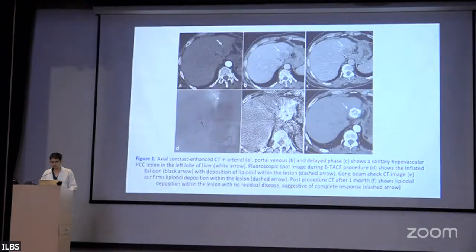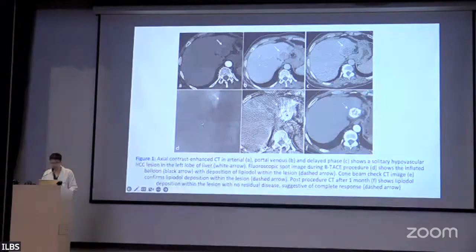Just a few examples showing the cases. This is multiphasic imaging. We can see this is the arterial, portal venous, and delayed phase. In the arterial phase, there is no significant enhancement within the lesion. And on the delayed, there is washout with capsule formation, which was suggestive of hypovascular HCC. So balloon TACE was done for this patient.